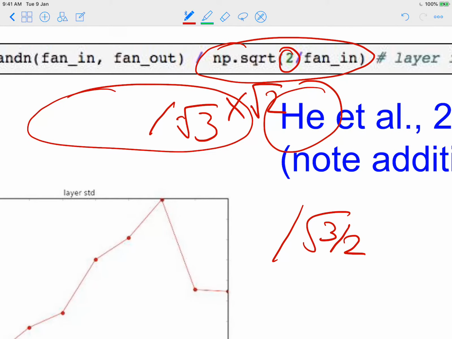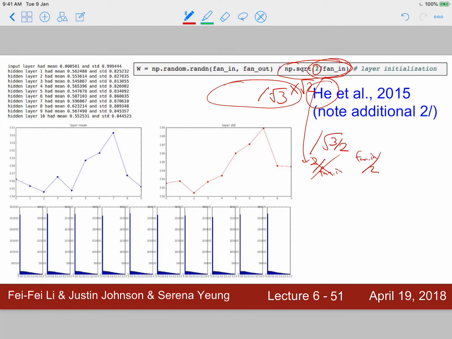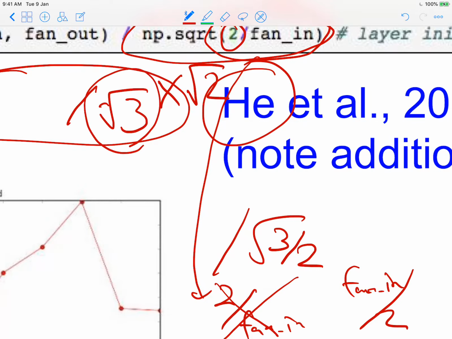I think there is a typo over here. So what's the typo here? This guy is not 2 over fan in. It is fan in over 2. So we divide it by the square root of the number of nodes, but we actually increase the variance or the magnitude of our parameter by the square root of 2, right?